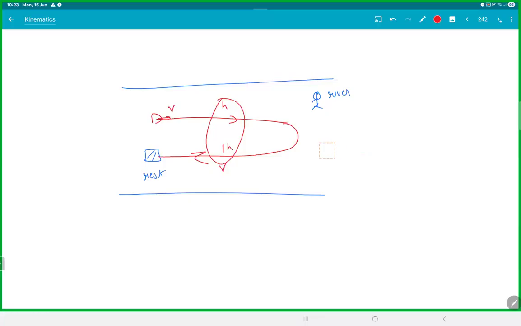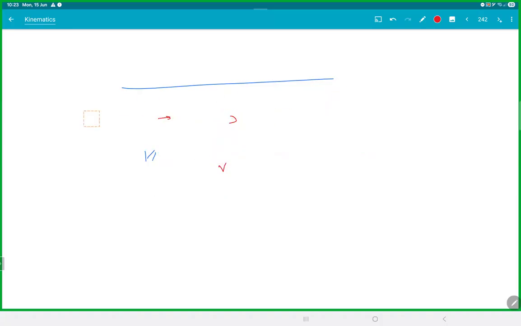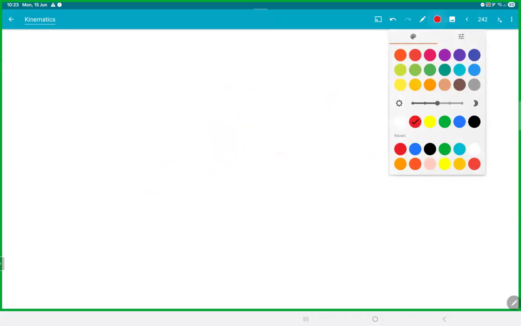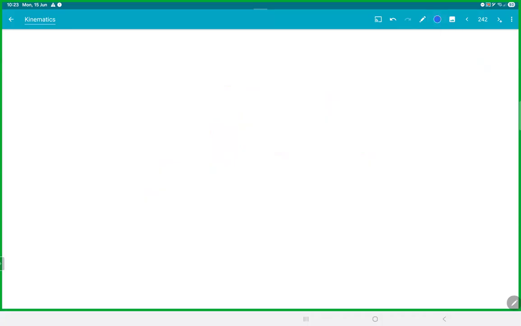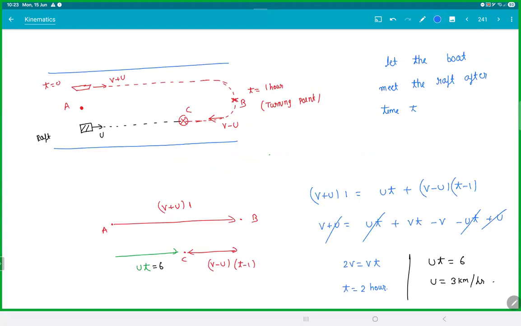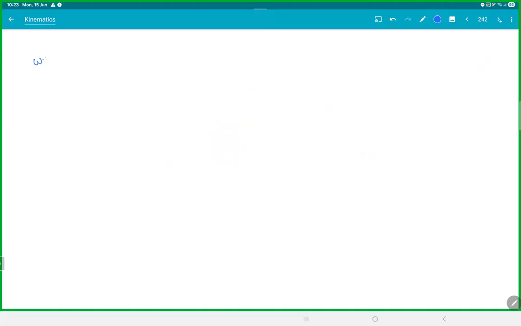Are you getting what I did? If you stop the river, what will happen? If you stop the river, the plank will not go anymore. The boat will simply go with V down and V back up. So going down and coming back, the time must remain the same. That's another way to handle this. That's much faster. So if I have to show, it looks like this.